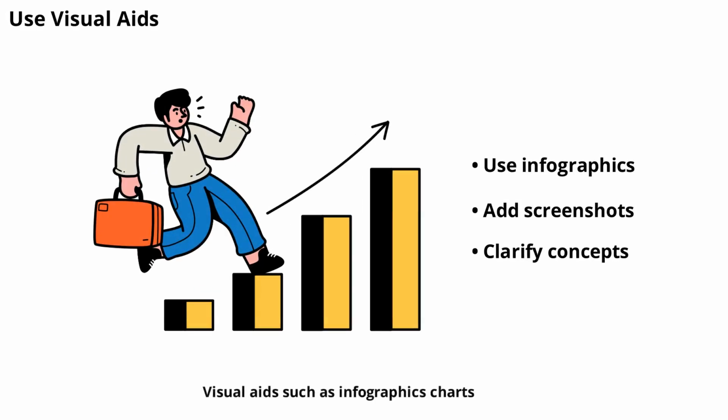Visual aids such as infographics, charts, and screenshots make complex information easier to understand. Incorporate these elements into your training materials to clarify key concepts and processes, helping users grasp new ideas quickly.